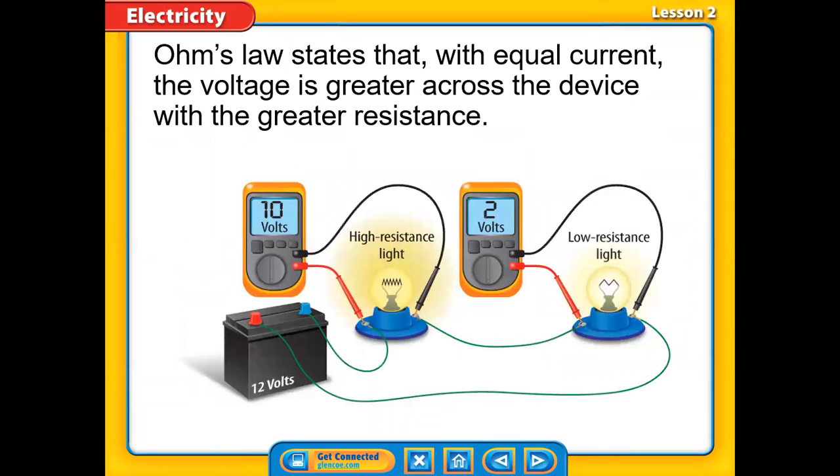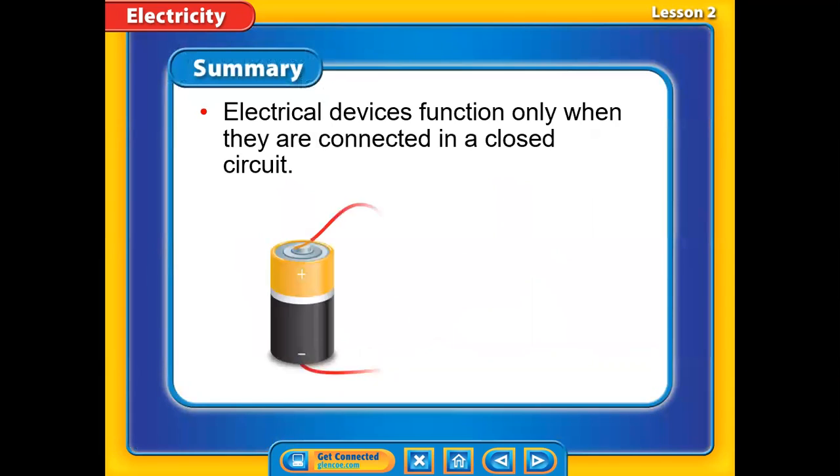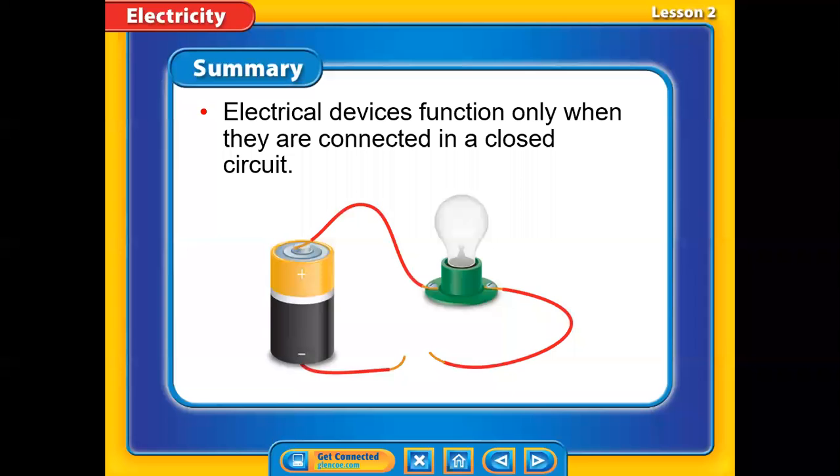Okay. So in this case, Ohm's law states that with equal current, the voltage is greater across the device with greater resistance. That means if the current is constant, the more resistance we have, the more voltage we need to allow the same current to flow. Okay, so like this, guys, we end our lesson. That was the last part of our lesson.